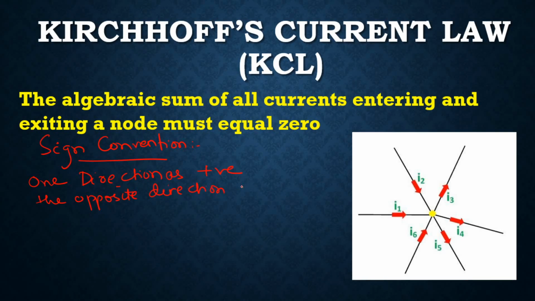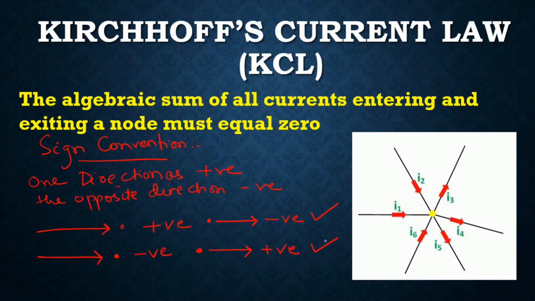So I can take a current entering a node as positive, then a current leaving a node will be negative, or else I can take the current entering a node as negative and a current which is leaving the node will be positive. So you can take either this one or this one as your sign convention, but you have to stick with only one sign convention for one set of problems. So let's see what I am doing in this circuit.